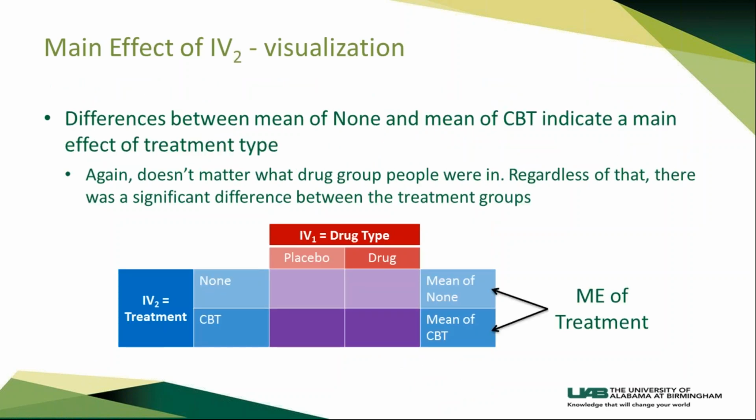Now we can do the other one too. We can say that if there are significant differences on the other independent variable, treatment type, if there's a difference between the no treatment group and the CBT treatment group, regardless of what drug type they had, again, we don't care about independent variable 1. If there's a significant difference between the levels on independent variable 2, treatment type, then we say we have a main effect of treatment.